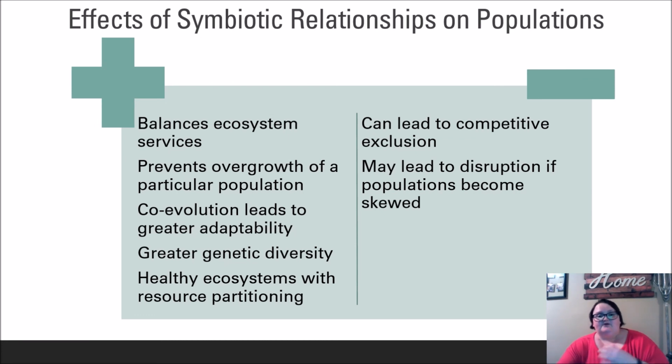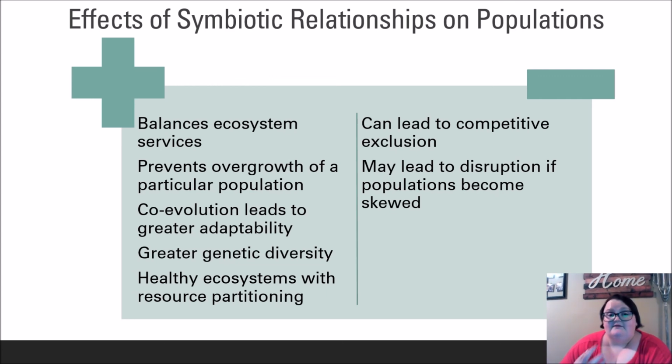By looking at the interaction of symbiotic relationships in ecosystems, we can see that there are generally far more positives than there are negatives. Symbiotic relationships lead to balances in ecosystem services, and they can prevent overgrowth of particular populations, and they can stimulate coevolution, which leads to greater adaptability and greater genetic diversity. With resource partitioning, the ecosystems are much healthier than they would be without those interactions.